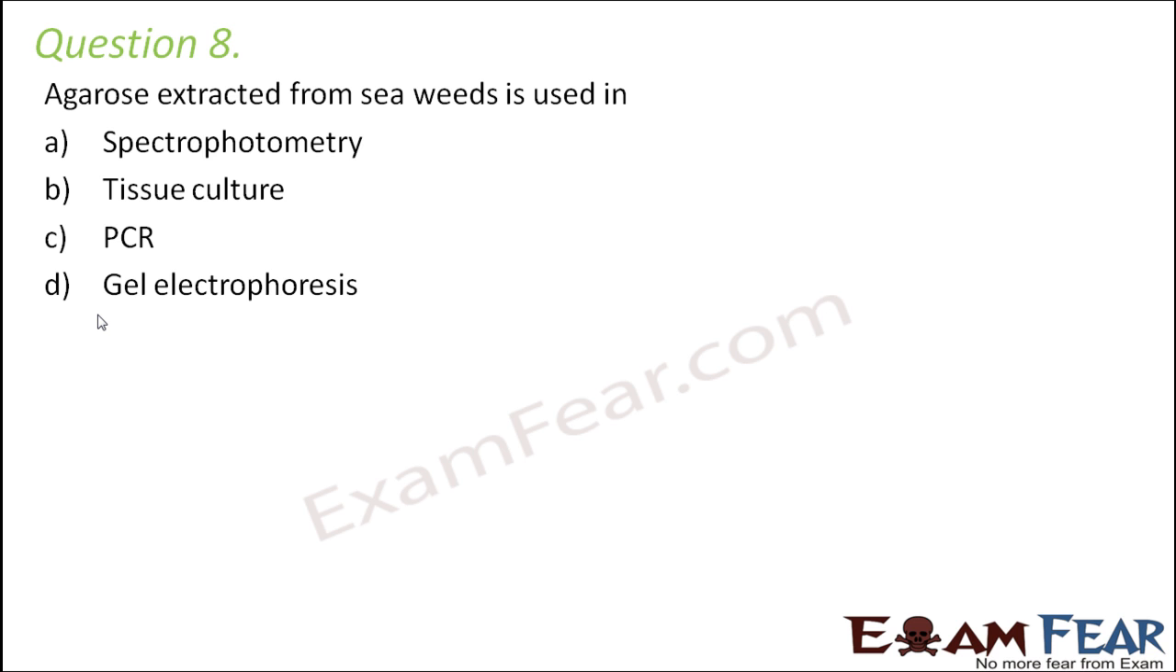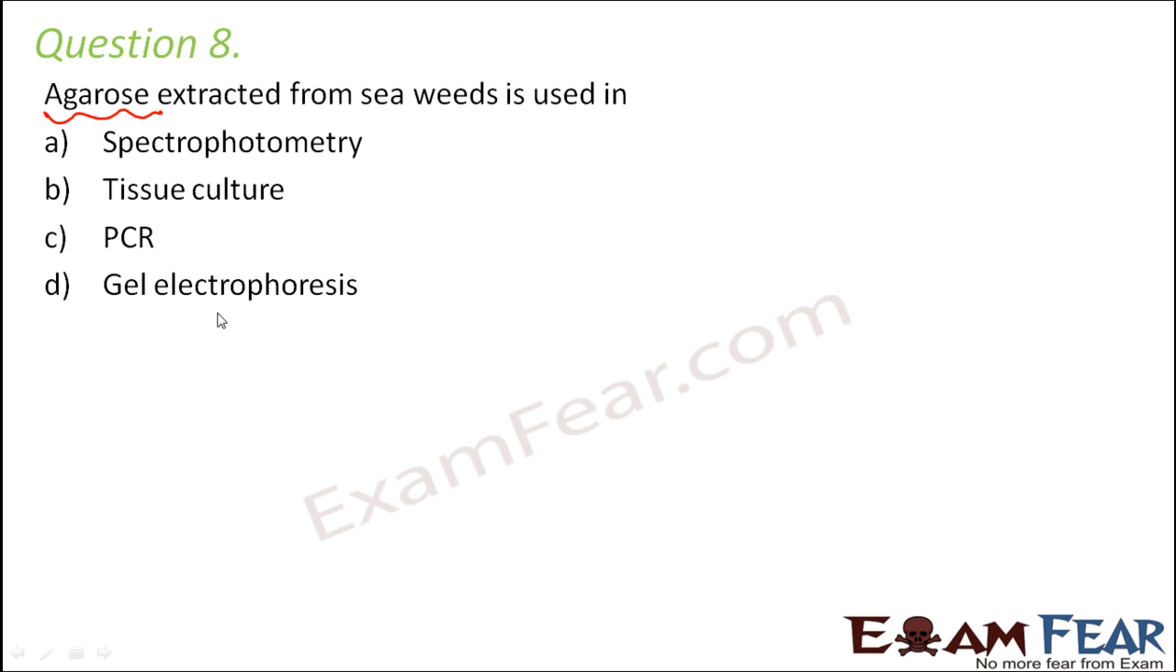Question number 8. Agarose extracted from seaweeds is used in spectrophotometry, tissue culture, PCR or gel electrophoresis. So what is agarose? Agarose is a polysaccharide which is obtained from seaweeds. Agarose is commonly used as a medium in the process of gel electrophoresis. What is electrophoresis? It is a technique to separate molecules under the action of an electric field, like to separate molecules of DNA or RNA under the action of an electric field. So that's electrophoresis.